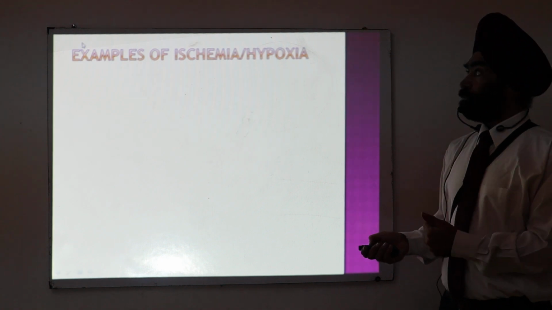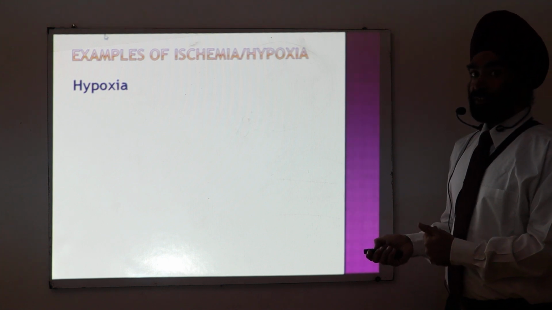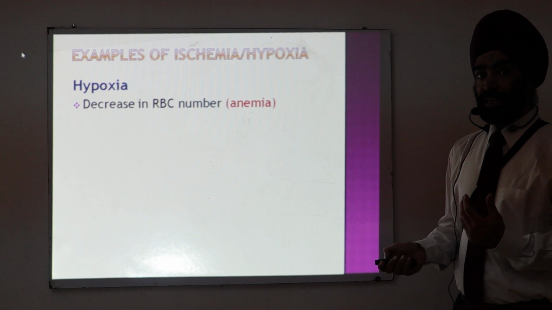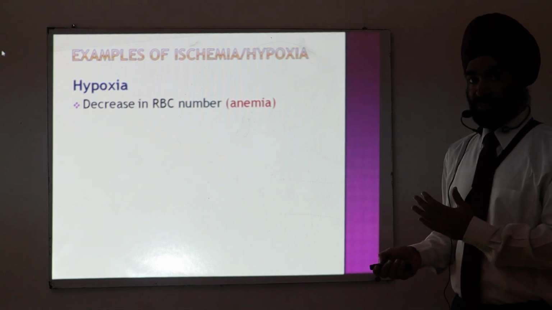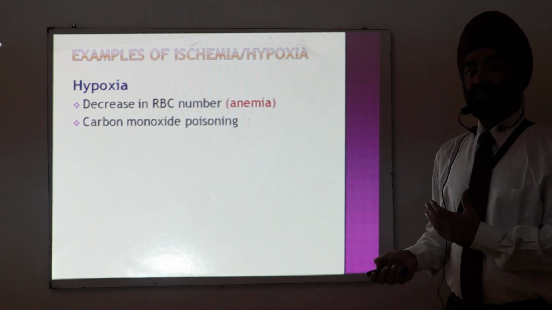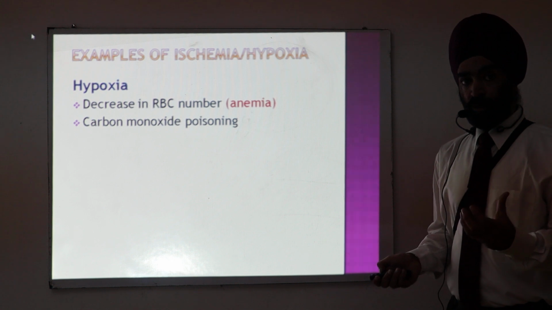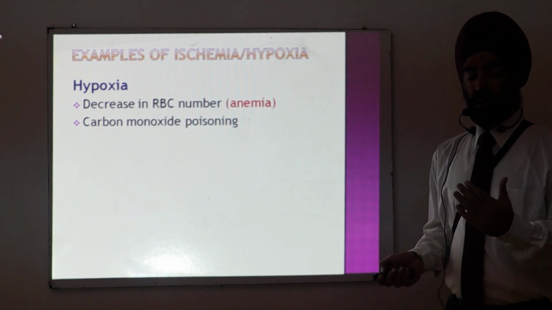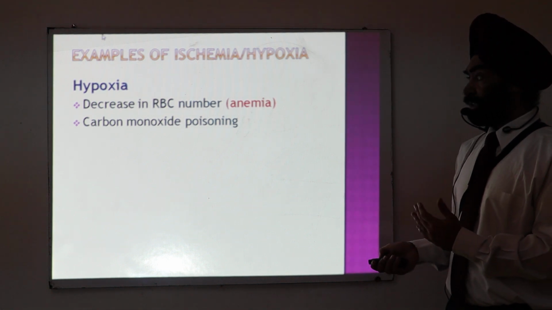Now I will give examples of ischemia and hypoxia in our body. First, take the example of hypoxia. Let's say the person is suffering from anemia. That means the number of RBCs is reduced, the hemoglobin level is reduced, so oxygen supply will be reduced. Second condition, let's say a person is poisoned with carbon monoxide. Carbon monoxide binds with the hemoglobin, so its tendency to bind with oxygen is reduced. So oxygen is not carried, so it is again an example of hypoxia.